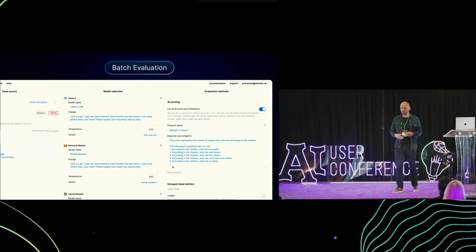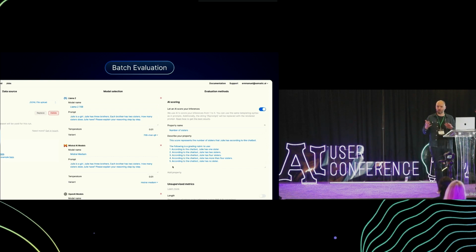So here, I'm going to prompt those models 100 times with the same riddles. And the way that I'm going to evaluate if they're correct is I'm going to ask my scoring model. Here, the score represents the number of sisters that Julie has according to the chatbot. And here, I provide a rubric to help the model score the output. A score of 1 means that the chatbot said that Julie has 1 sister, score of 2, 2 sisters, and so on.